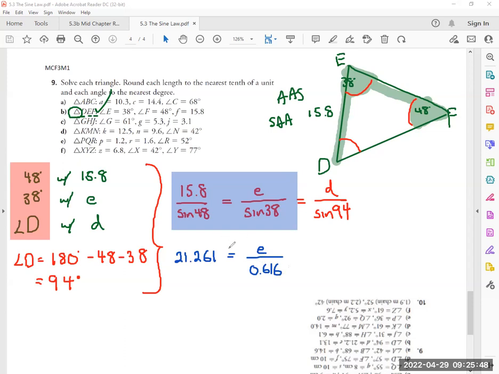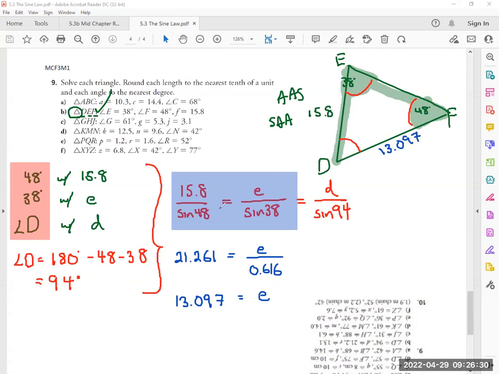Okay. And I'll do this last one. To get E all alone, I am going to get rid of a division of 0.616. I get rid of a division by doing the inverse, which is multiplying by that same number. Multiplying both sides by 0.616 is 13, rounded 0.097. Here is 13.097. Picture is not to scale.